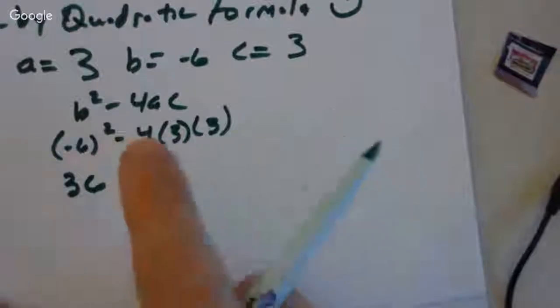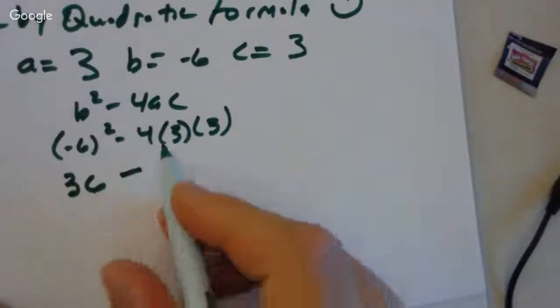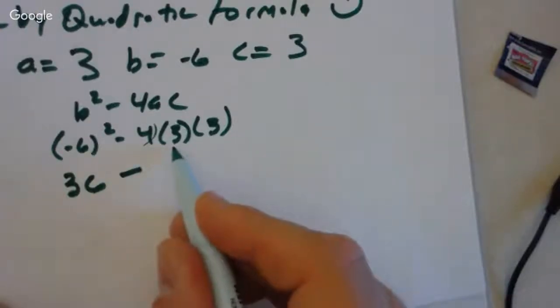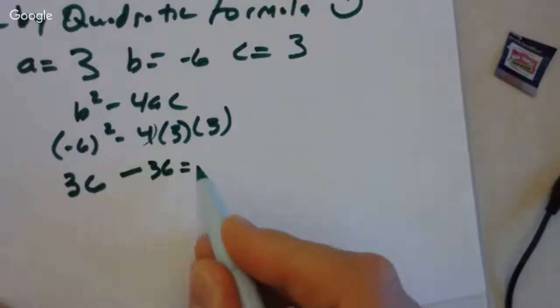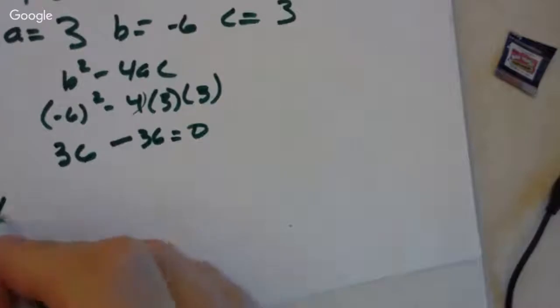So positive, positive, positive makes the whole thing negative. And actually, that's a -4, even though we don't call it that. 4 times 3 is 12, times 3 is 36, minus 36 is 0. Yay, so what's our discriminant? 0.